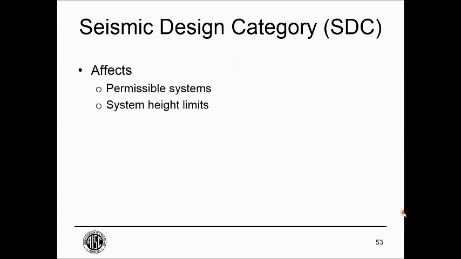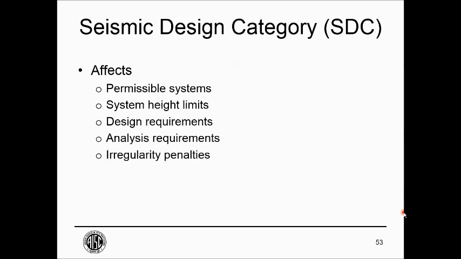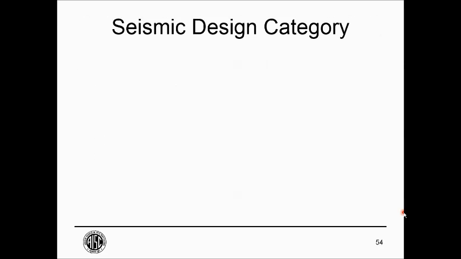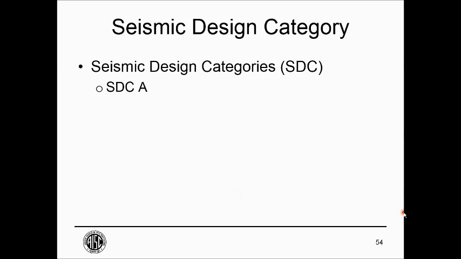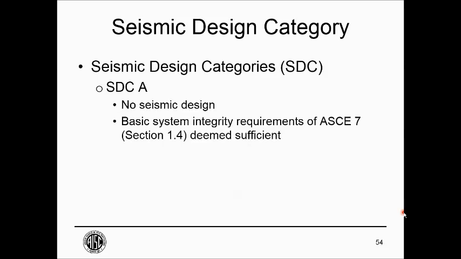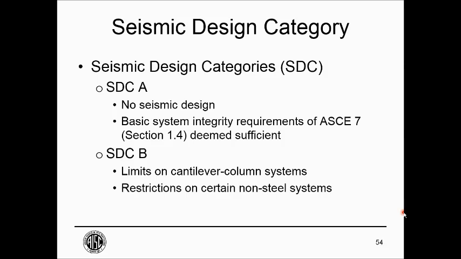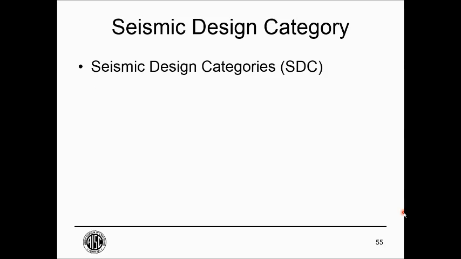Seismic design category affects the systems that are permitted, the height limits, design requirements, analysis requirements, and irregularity penalties. For seismic design category A, there's no seismic design. We just have the basic integrity requirements of ASCE 7. Seismic design category B, we actually do a seismic design. We compute a seismic base shear. When we select our systems, there are some limits on cantilevered column systems. There are a lot of limits on non-steel systems.